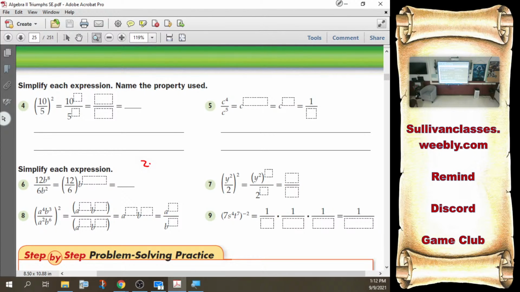Close. If this was c to the 4th times c to the 5th, I would add them. But this is c to the 4th over c to the 5th. It's the same idea. If when I multiply, I add, then when I divide, I will subtract. So you get c to the negative 1st, but then you have to remember that negative rule that says you're being too negative, go downstairs. So c goes downstairs.